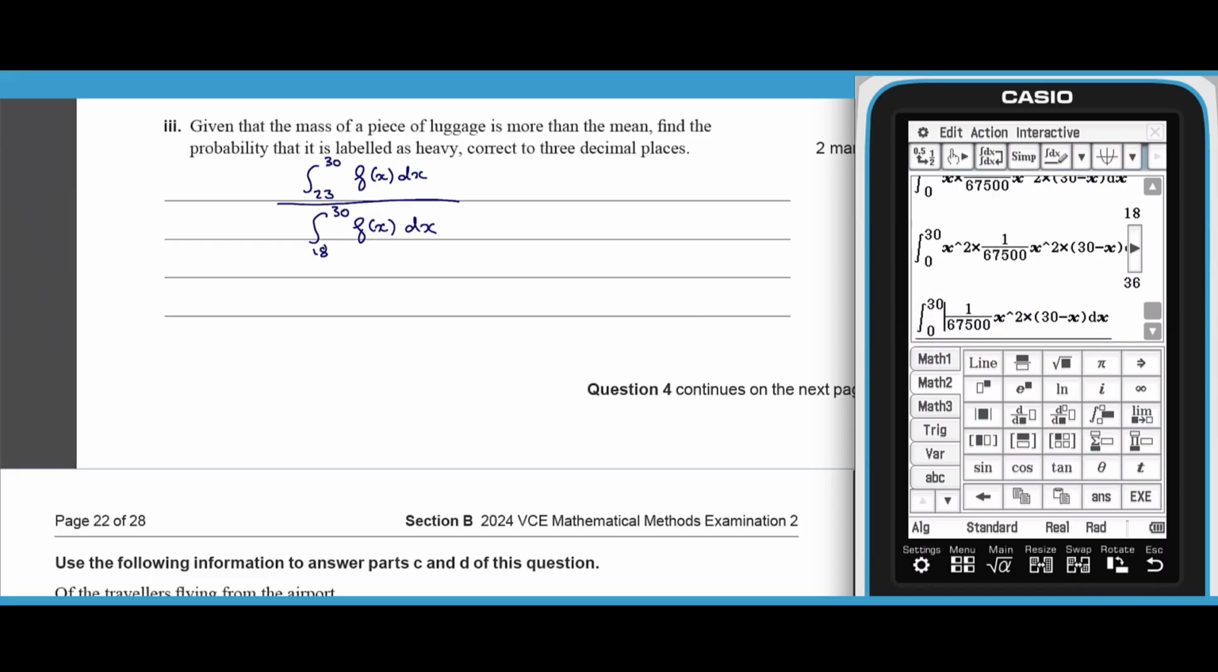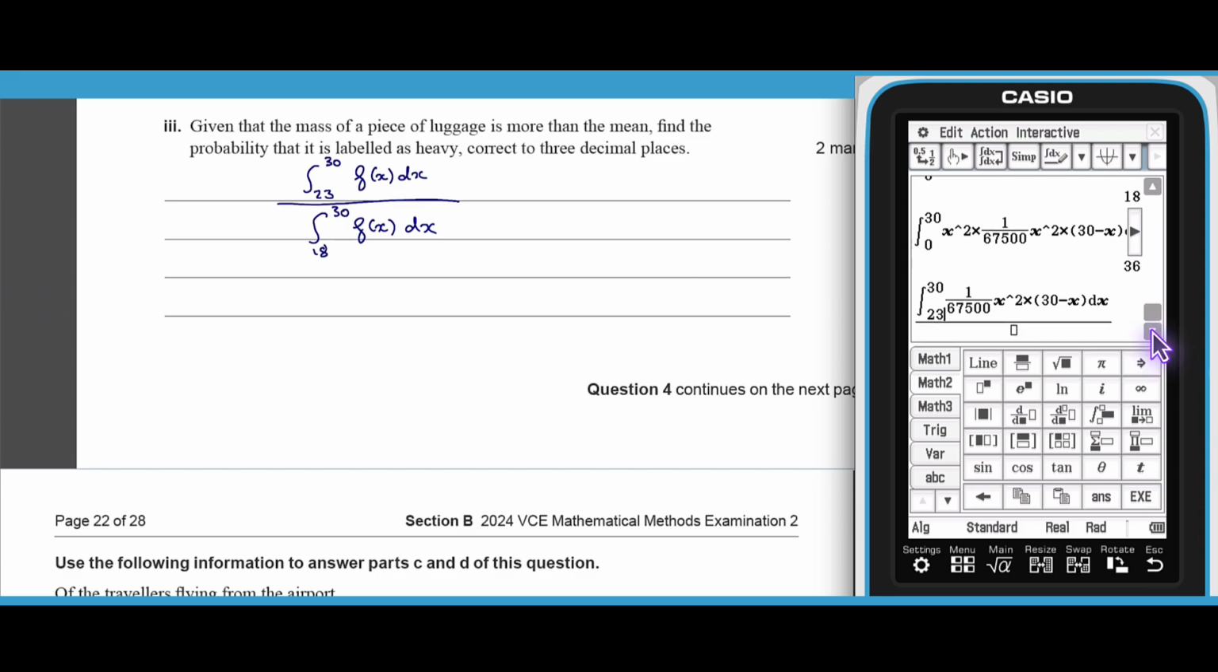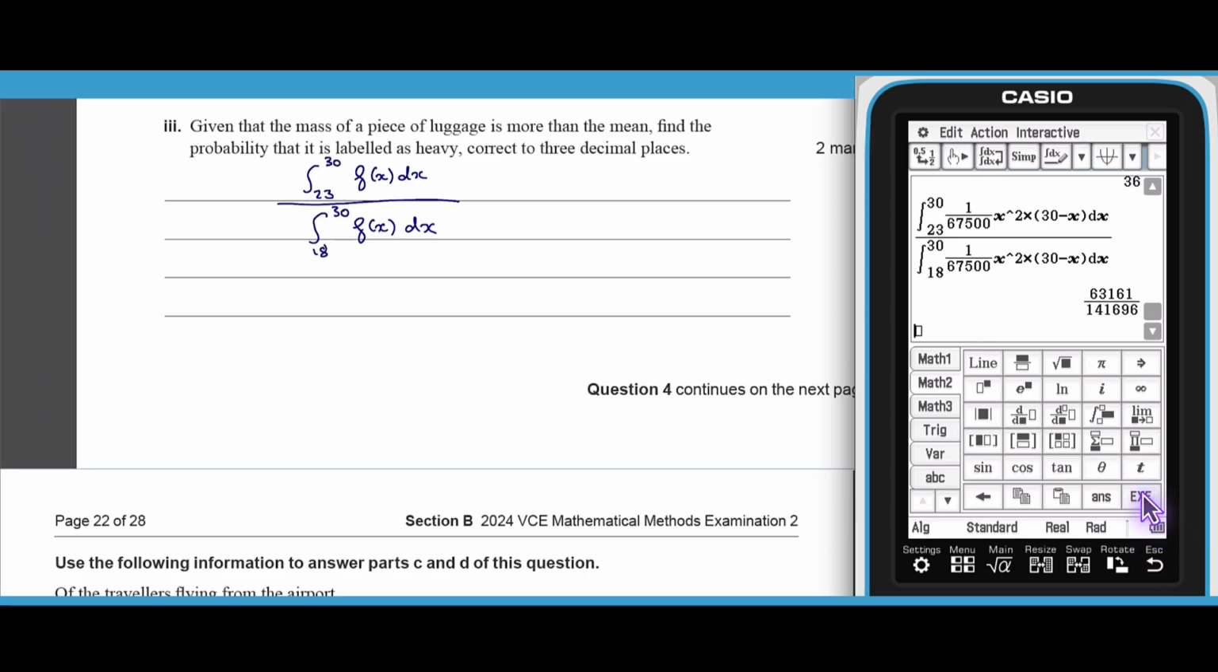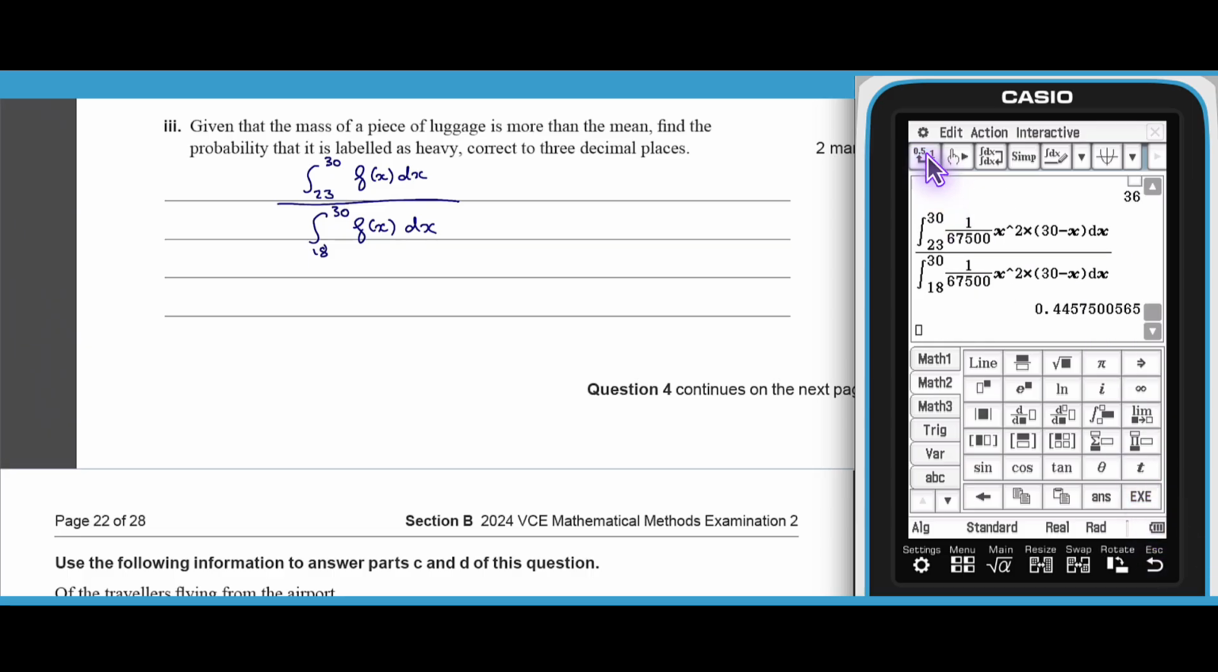Don't be tempted to assume that the denominator is equal to 0.5. The probability that a continuous random variable is greater than its median is always equal to 0.5, but this is not always true for the mean. The value of this fraction, and hence the conditional probability required, is 0.446 to 3 decimal places.